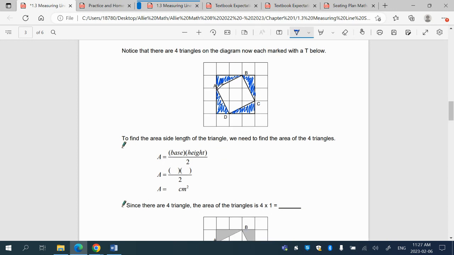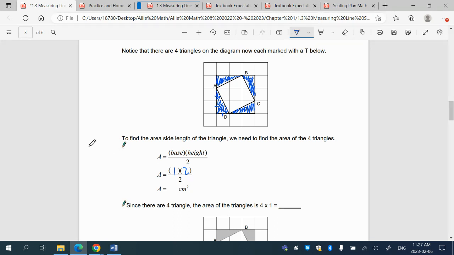Okay. So we need to find the area of this triangle right here that there's 4 of them that I've shaded for you. So we need to do base times height divided by 2. Now, how can we find the base? We can count it. So this base right here, this triangle, at the bottom is taking up 1 square. So I can do 1. And the height, I can see it's taking up 2 squares. So times 2.